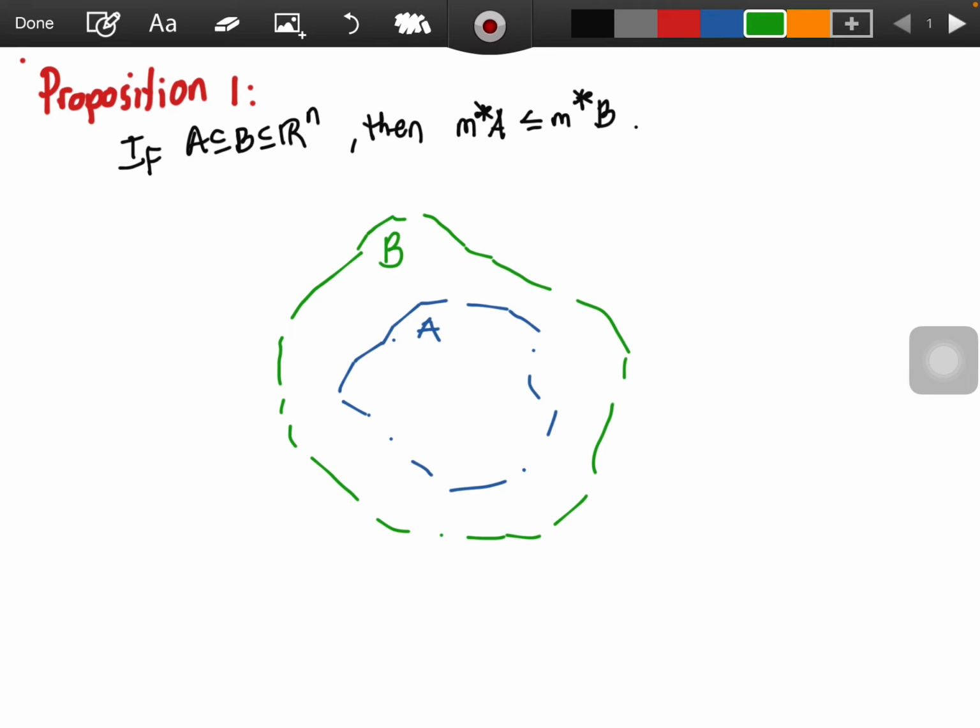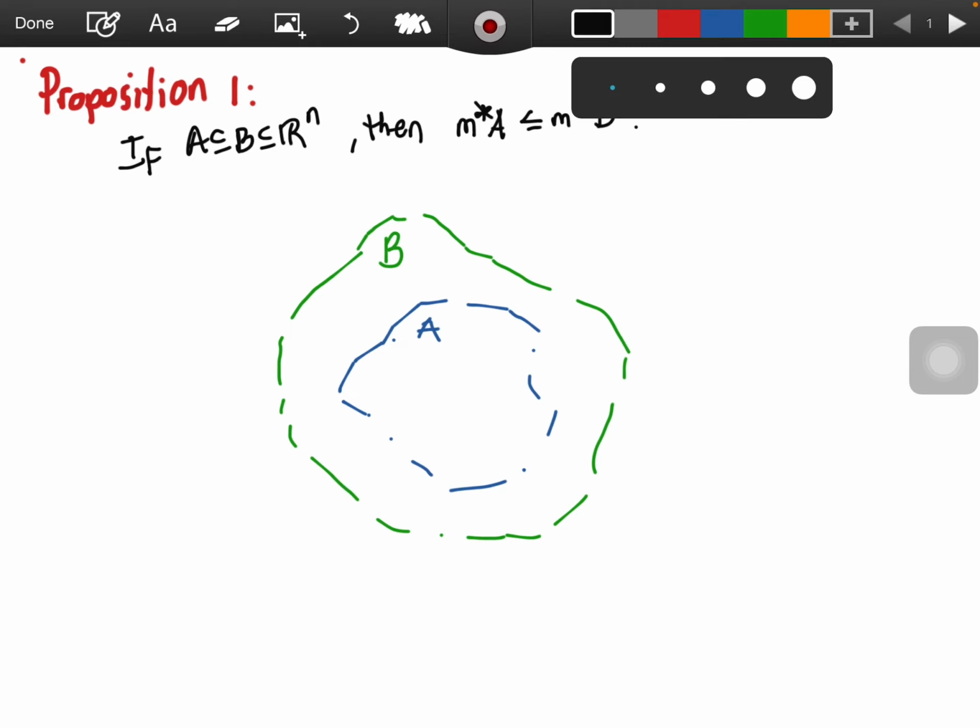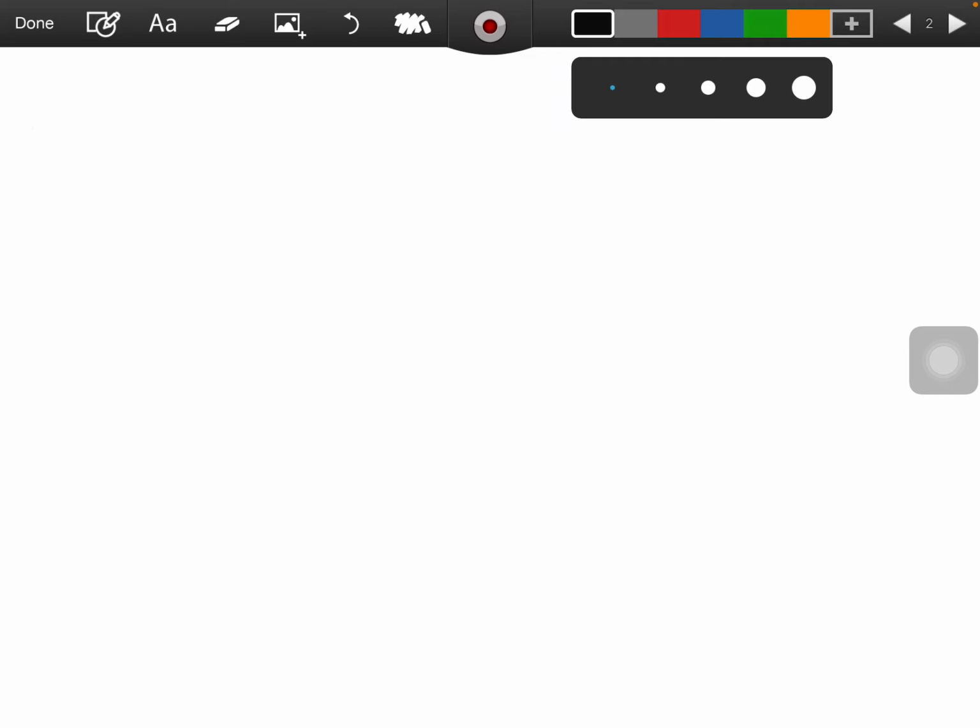Okay? So, medyo obvious siya, no? Kasi since nasa lahat ng laman ni A ay laman din ni B, so mas maliit si A. Mas maliit yung mga laman ni A kumpara dun sa laman ni B. So, parang obvious na mas maliit din yung outer measure niya doon sa outer measure of B. Okay? But for this discussion, let's prove this proposition. Okay. So, let's have a proof.